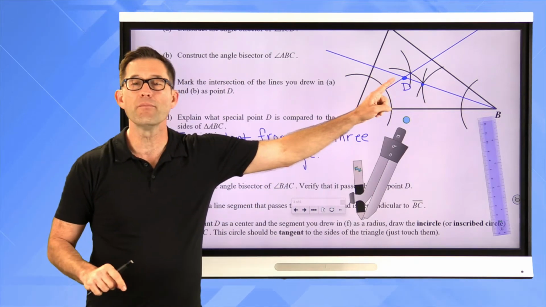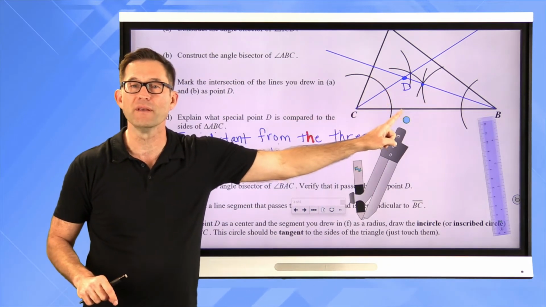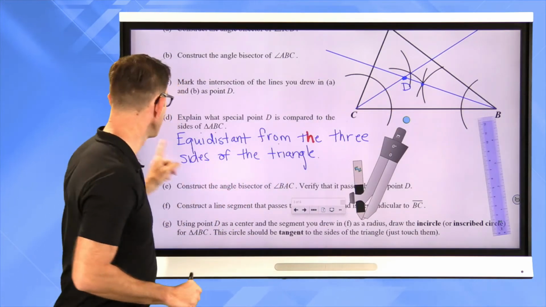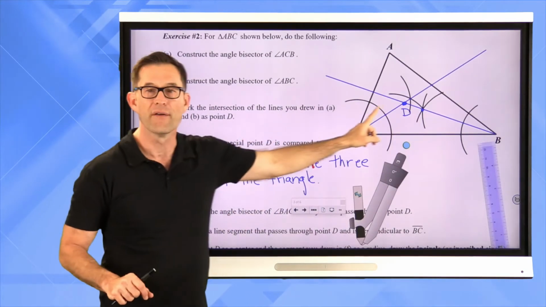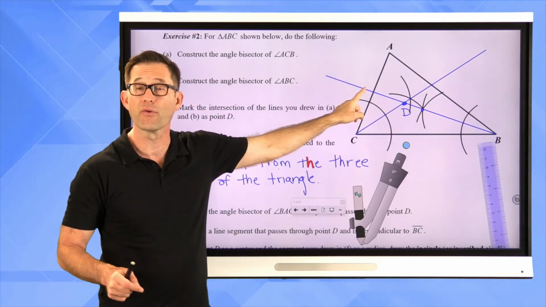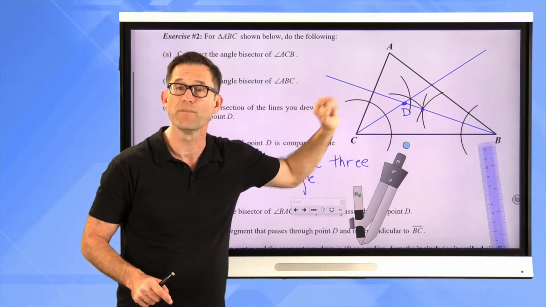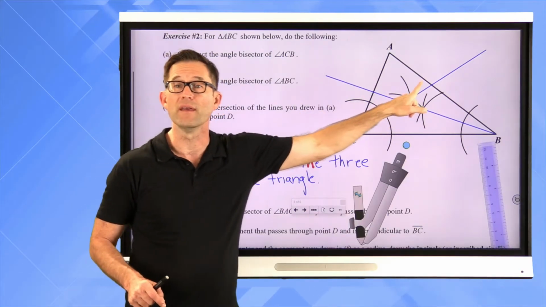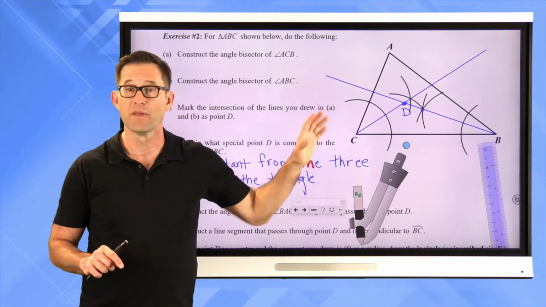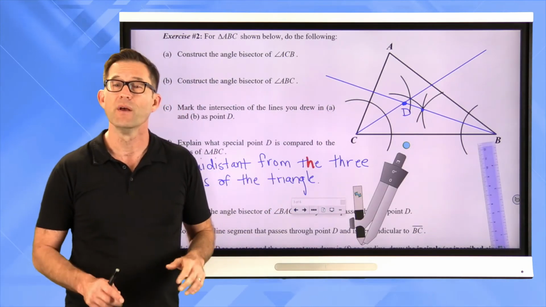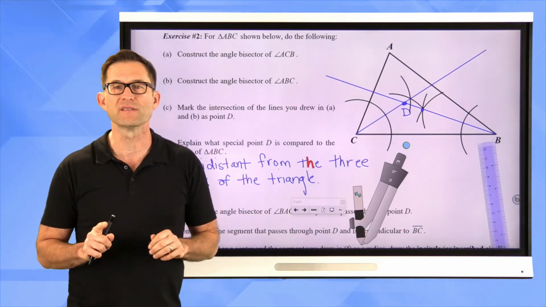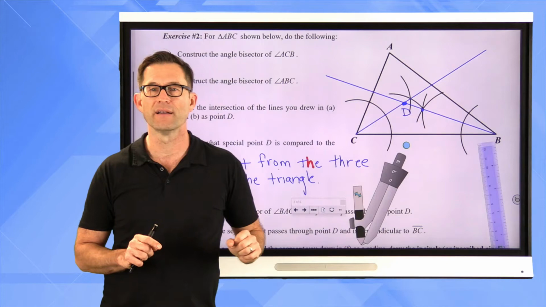If I went from point D perpendicular to BC, I'd get a particular distance. If I went from point D, let me get that final vertex in there, if I went from point D perpendicular to side AC, I'd get another distance, and those two distances would be the same. And finally, if I went from point D perpendicular to AB, then that distance would be the same as those other two. So point D is the one point that is the same distance away from all three sides of the triangle.